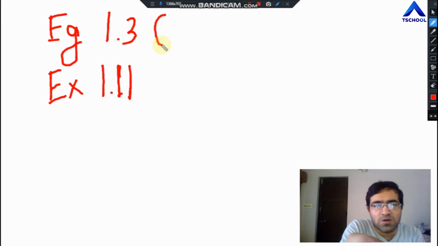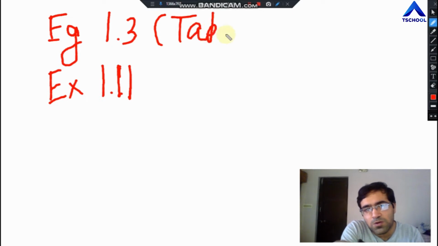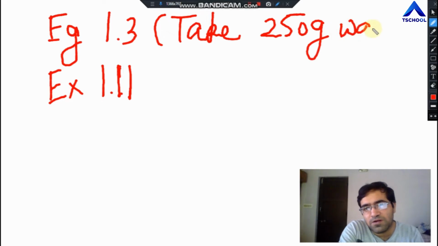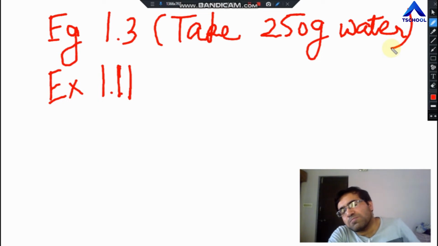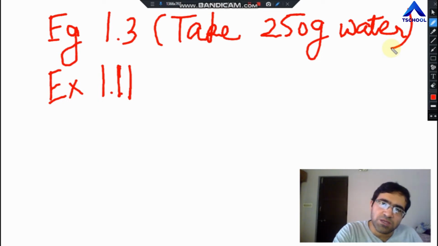Now when you solve this example 1.3, it's talking about a cup of water, right? Now a cup of water actually could have any amount of water, so I want you to take 250 grams of water for the calculation. Okay, right? It's not specified very clearly in the textbook what the amount of water is, so we'll have to guess something and we will take it to be 250 grams of water. Okay, so these are two problems that I want you to solve before we proceed on to Coulomb's law.